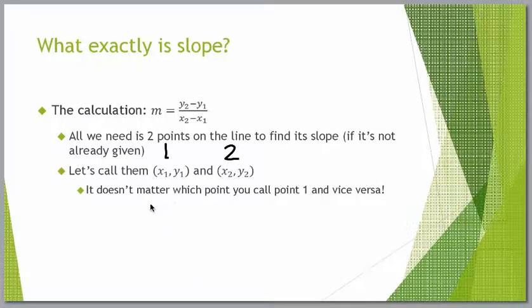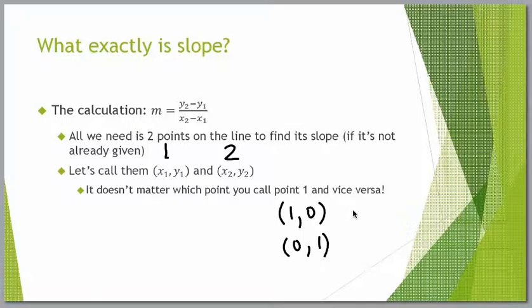Just to make note of this, it doesn't matter which point you call point 1 or the other way around. If you're given 2 points, let's give some examples down here. Let's say you're given the points 1, 0 and 0, 1. It doesn't matter which one you call point 1 or point 2, but whichever one you decide to call point 1, stick with it, and the same with point 2. Stick with what you call each point, and then use that when you're plugging it into the calculation here.